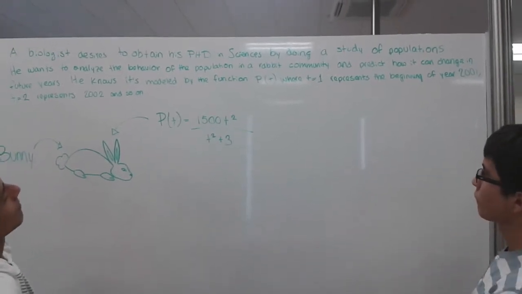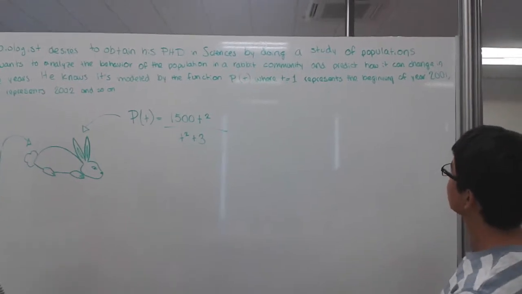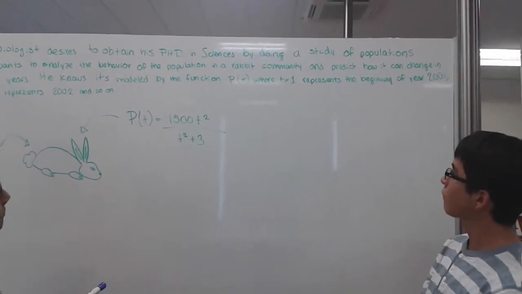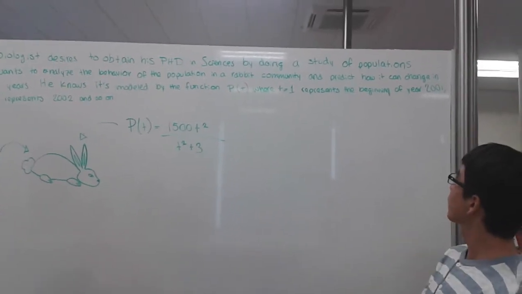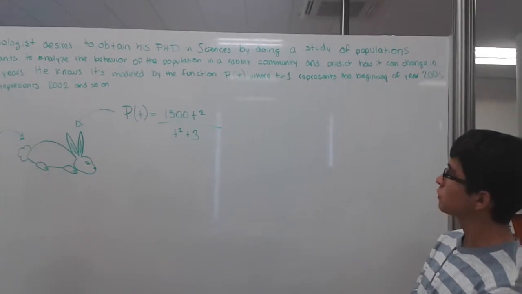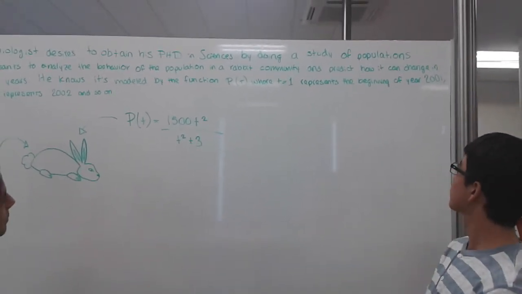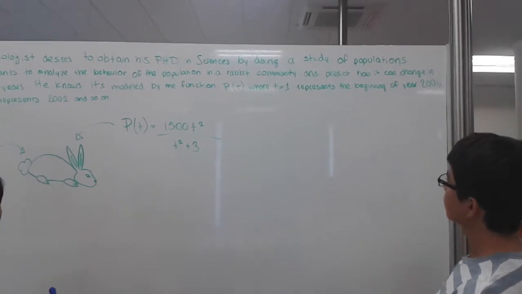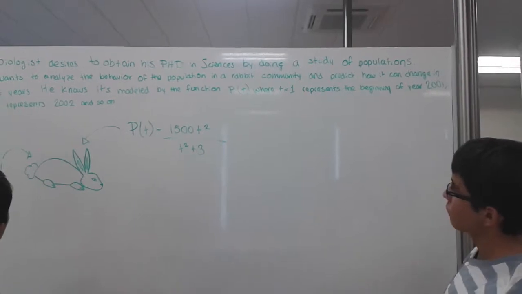It said that a biologist desired to obtain his PhD in sciences by doing a study of populations. He wanted to analyze the behavior of the population in a rabbit community and predict how it changed in future years. He knows it's modeled by the function p of t, where t equals 1 represents the beginning of year 2001, and t equals 2 represents 2002, and so on.